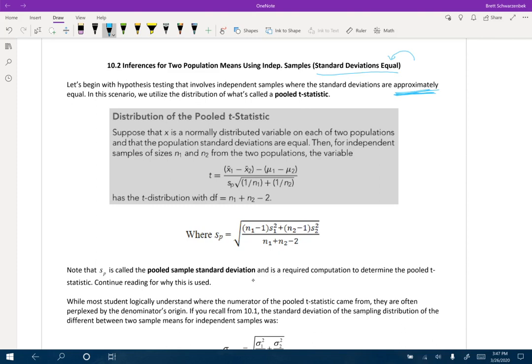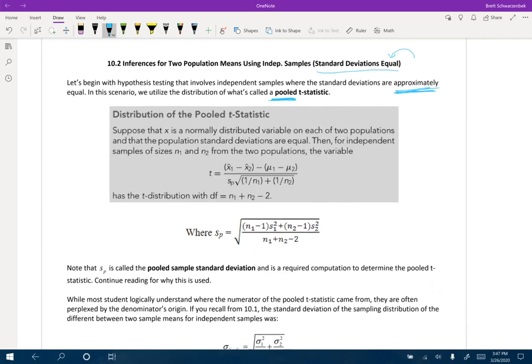Very rarely will you get two distributions that have equal standard deviations, but if they're close, then we use that. And when we do that, we always use what's called a pooled test. Okay, and this will come up a little bit in the calculator in a little bit, and I'll explain what that's all about.